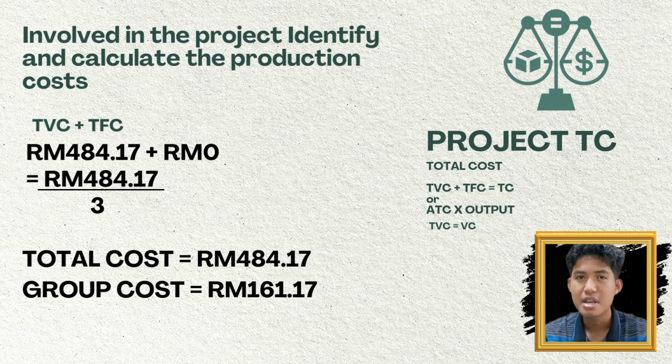Continuing on, we have the total cost, the TC. So TC can be calculated by taking TVC and TFC, or taking ATC, the average total cost, multiplied by the output. And in this case, since we don't have TFC, our total cost is the same as the total variable cost. So in this scenario, we can see TVC plus TFC, which is 484 ringgit and 40 cents, plus zero, is equal to 484 ringgit and 40 cents. That's the total cost, and there's also the group costing as well.